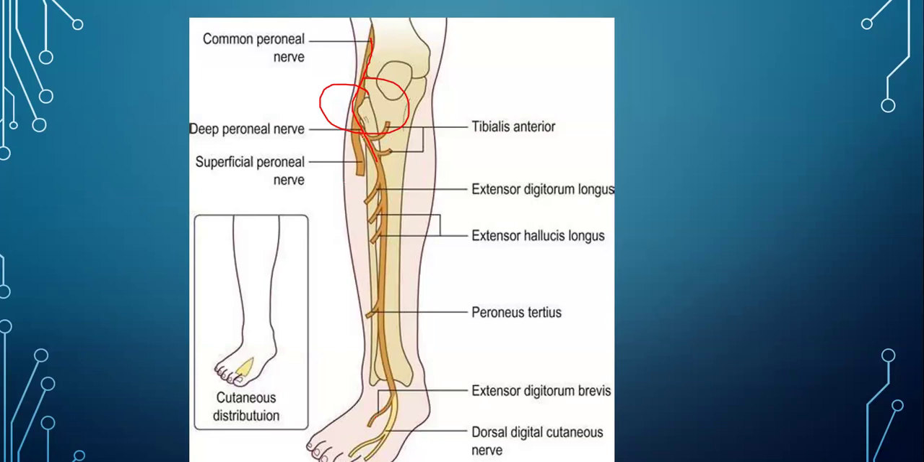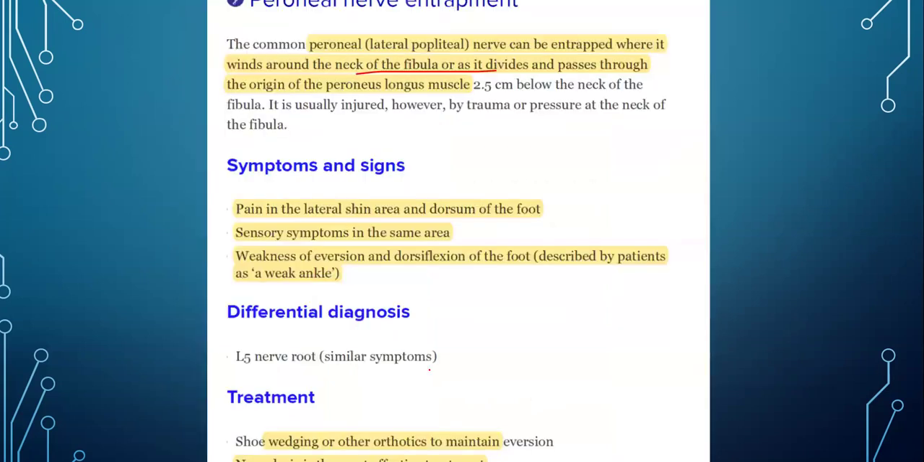Common peroneal nerve later on gets two branches. One is the superficial peroneal nerve and another is the deep peroneal nerve. Okay, now superficial peroneal, deep peroneal and common peroneal. So let's say common peroneal nerve, the motor function of this is eversion and dorsiflexion. So eversion of the foot and dorsiflexion of the ankle. So that is common peroneal motor function.